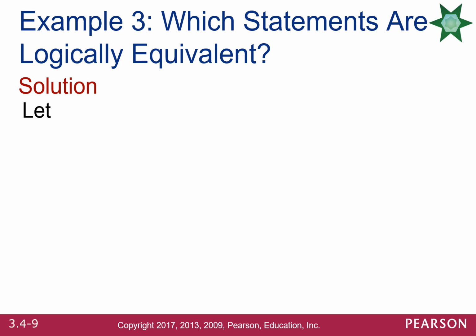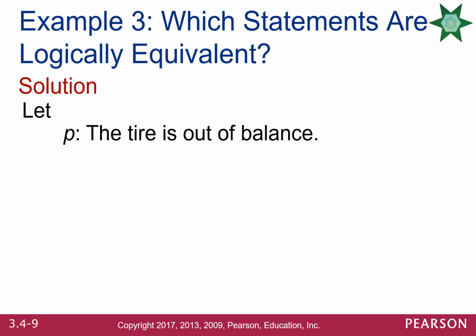Now let's see how they worked out the problem step by step over here. Now recall that the first step is to take the given compound statement and break it up into two simple statements and represent them with letters, correct? So that's exactly what they do here. The compound statement had two simple statements. One is that the tire is out of balance, which is represented by the letter P, and then the tire is flat is represented by Q.